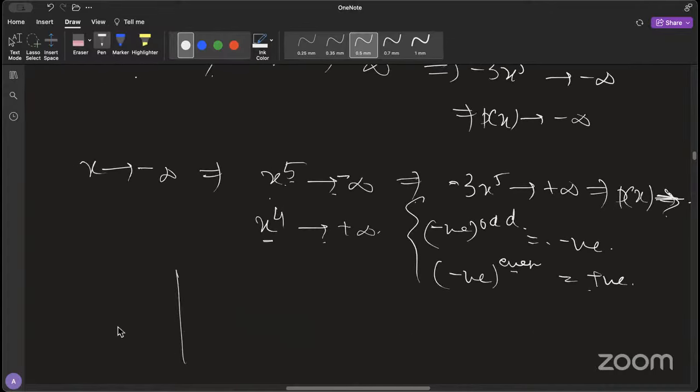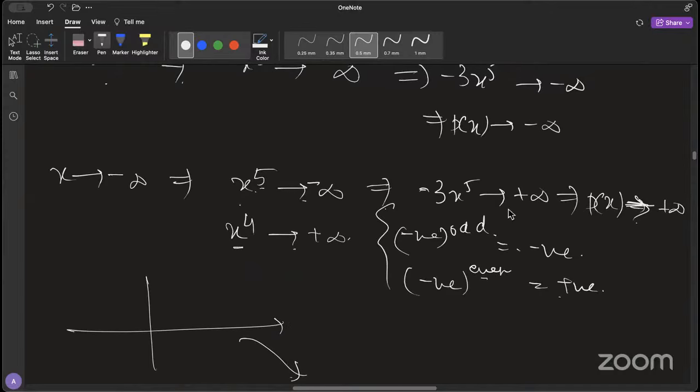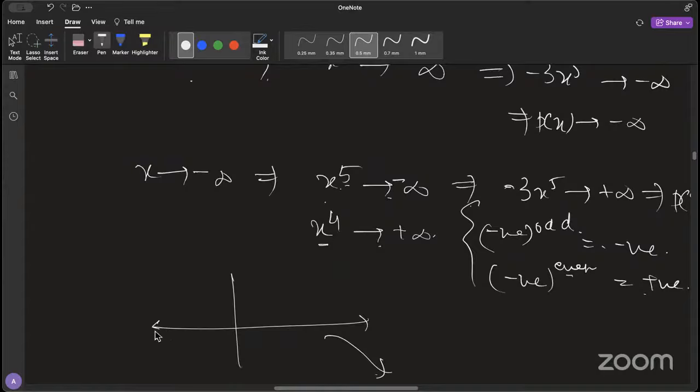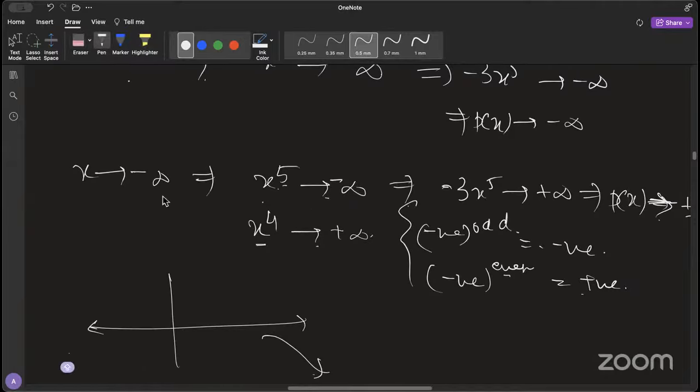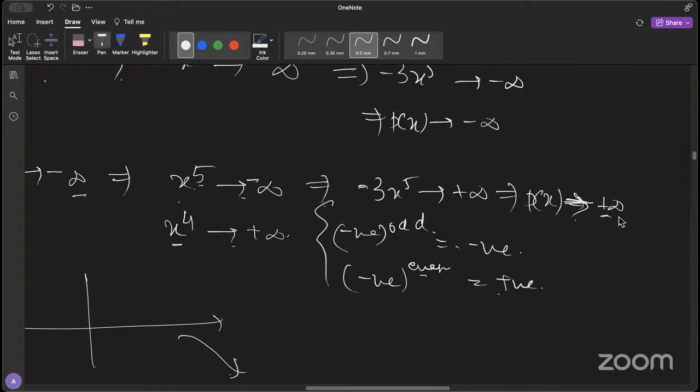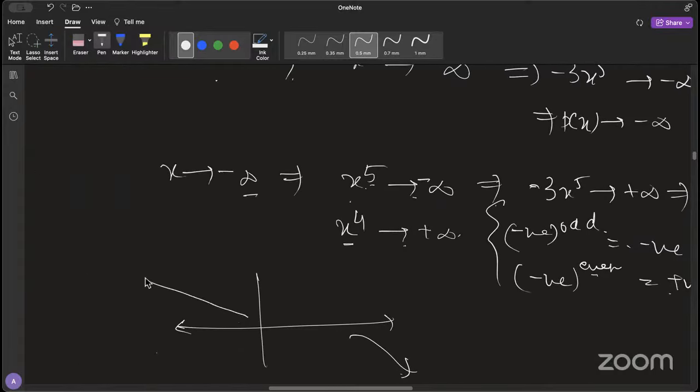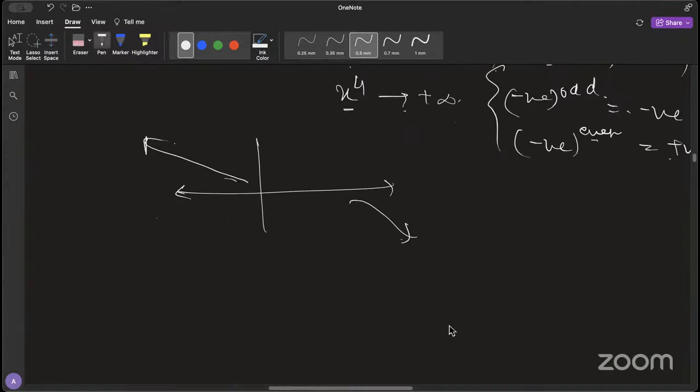That means your graph should look like this: when x tends to infinity, your p(x) tends to minus infinity, and when x tends to minus infinity, your p(x) tends to plus infinity. When x is moving in this direction, extending to minus infinity, the height is becoming more positive. The end-term behavior should be like this.